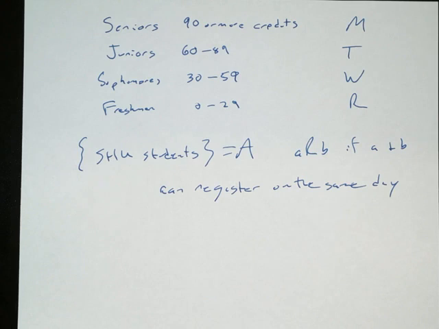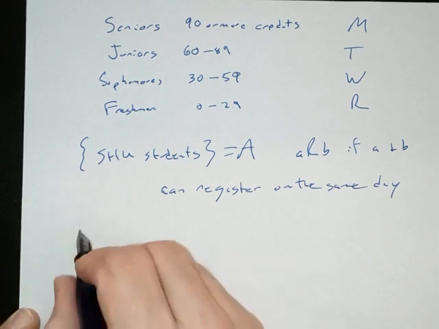A is related to B, then B is related to A. That's symmetry. If person 1 can register on the same day as person 2, then person 2 can register on the same day as person 1. If person 1 and 2 can register, and 2 and 3, do 1 and 3 get to register on the same day? That's transitive. So this is an equivalence relation, but I didn't do any math. I just described the relationship and looked at the process.